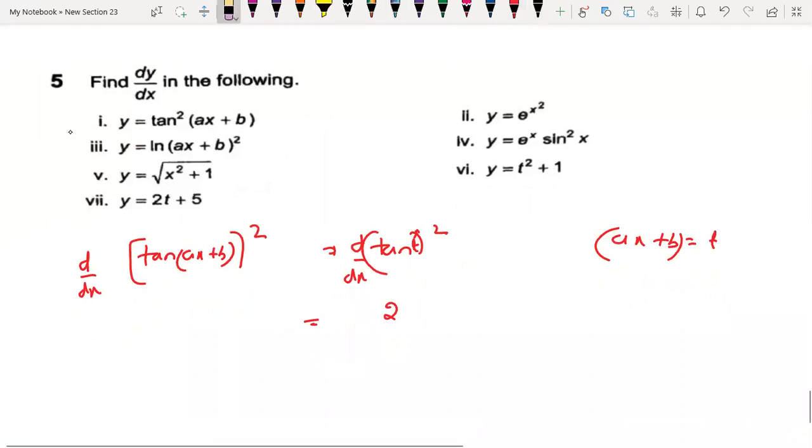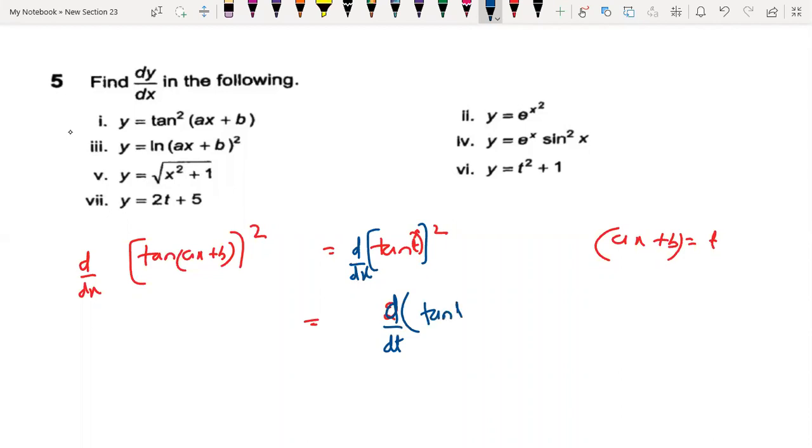No, I don't think so. First one will be tricky, so let me. d by dx of tan of t whole square. So we'll have to multiply by t and divide by t: d by dt of tan t square into dt by dx.